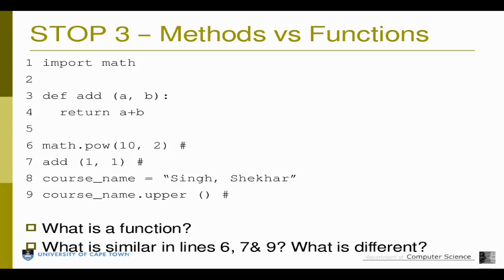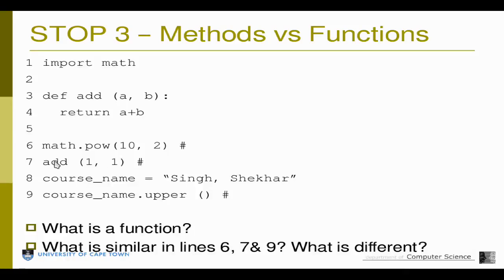Well, in relation to functions, okay, let's try and be more specific here. In relation to functions, what is similar between lines number 6, 7, and 9? Exactly, right? So we are invoking functions in all of those lines, but we're doing it in three distinct ways. In line number 6, we're invoking this function after importing the math package, explicitly saying that our math.pow function resides in the math module, right?